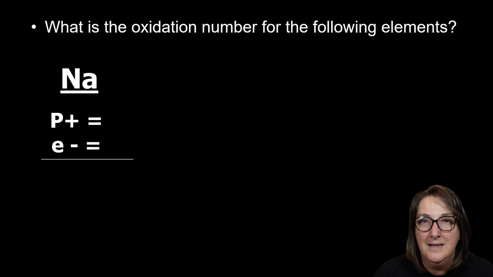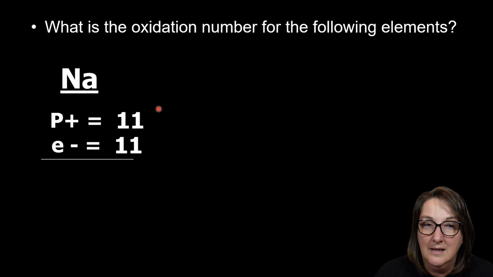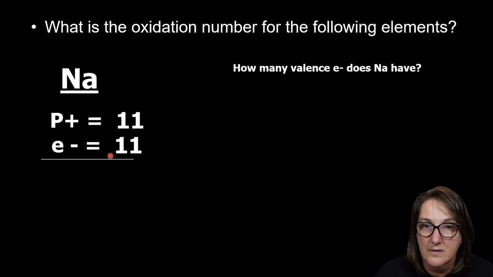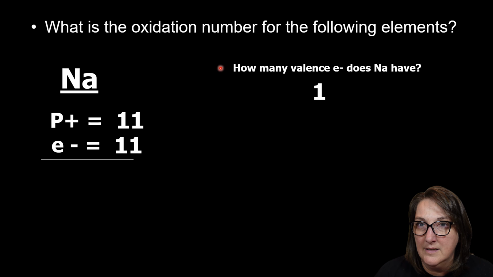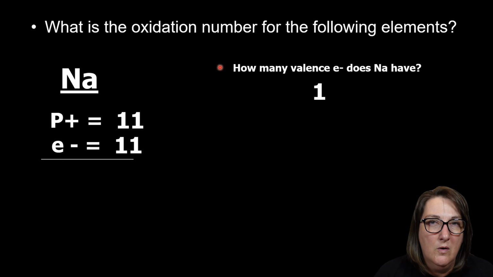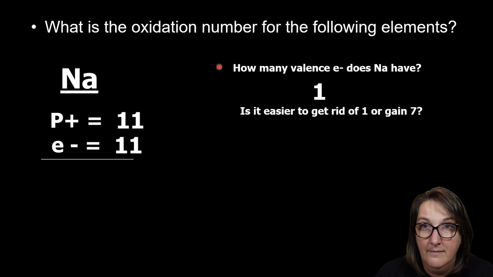So let's look at this one again, and this is another way you can write it out. I have sodium. So I want you to look at your periodic table and find how many protons sodium has. Sodium has 11 protons and 11 electrons. So how many valence electrons does sodium have? So look at your periodic table. What group is sodium in? It's in group 1. So if it's in group 1, I have 1 valence electron. So is sodium going to want to get rid of that 1 electron or bring in 7? It's going to want to get rid of that 1.